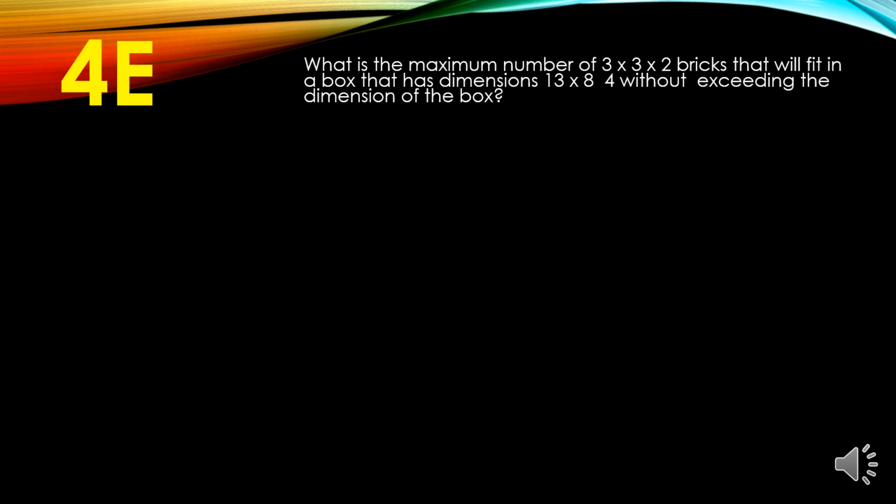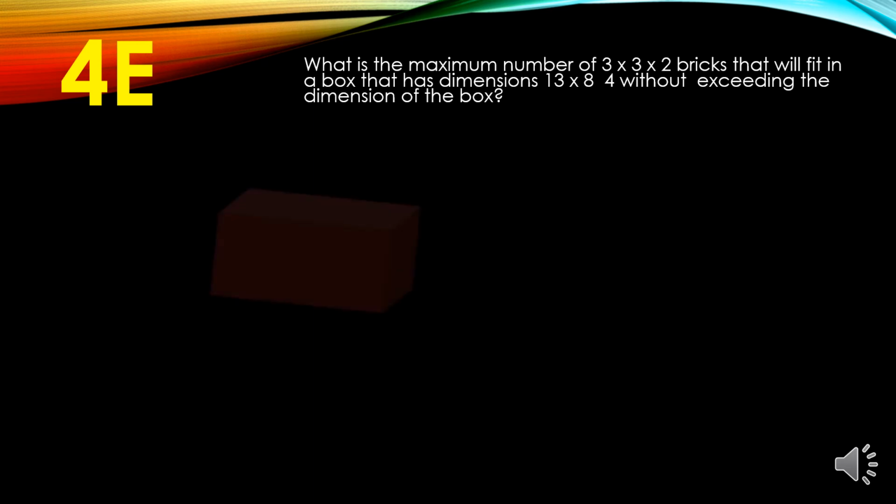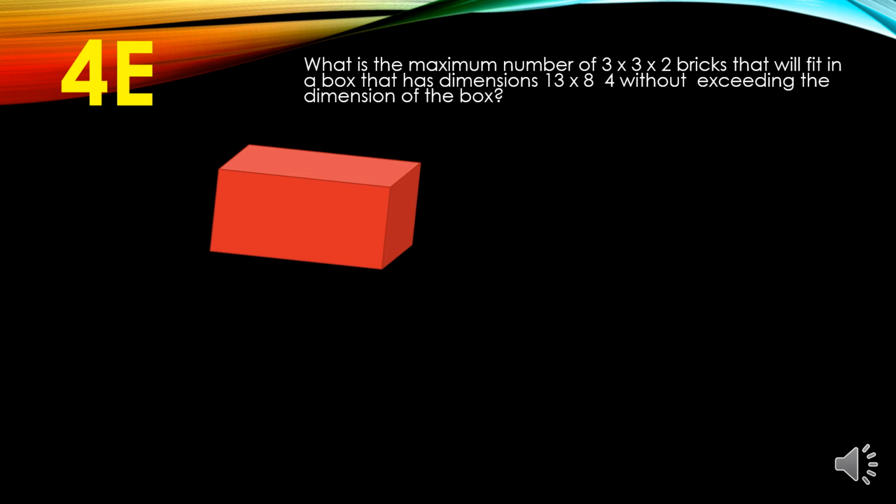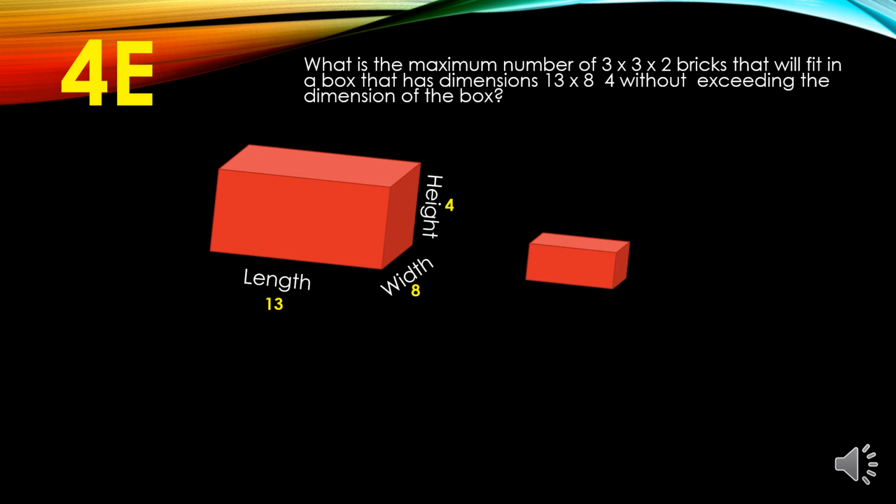What is the maximum number of 3 by 3 by 2 bricks that will fit in a box that has a dimension of 13 by 8 by 4 without exceeding the dimension of the box? So let's see, this is the bigger box and this is the brick that we have. On a box like this, the dimension is measured by length, width, and height. So your length for the bigger box is 13, the width is 8, and the height is 4.